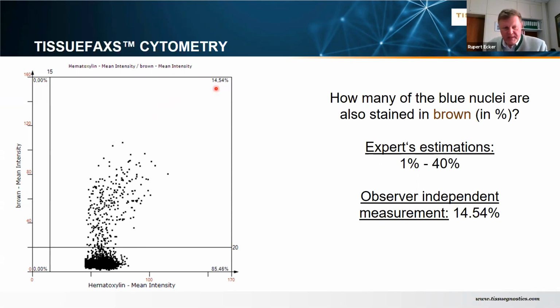And the important point is, you will always get the same result. Whether you do the analysis on Monday morning, on Wednesday noon, or on Friday afternoon, if you do it here in Vienna, in Nottingham, in Sydney, you will get 14.5% rather than an estimation anywhere between 1 and 40.